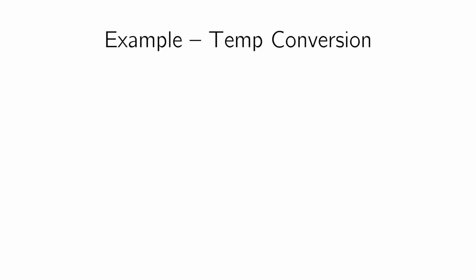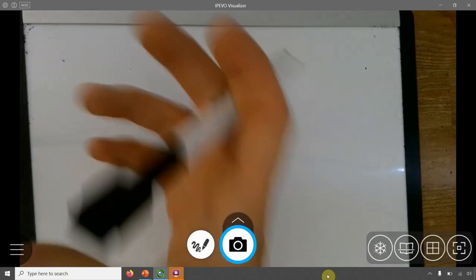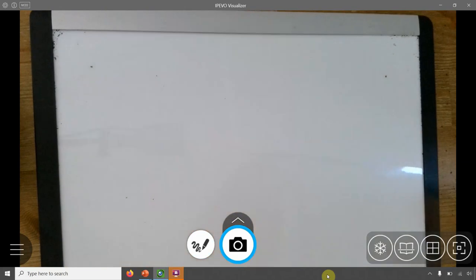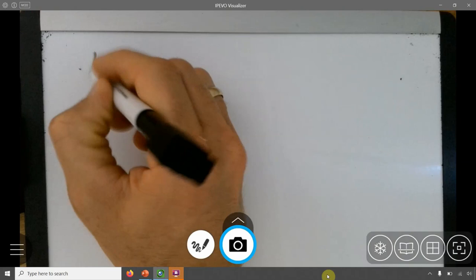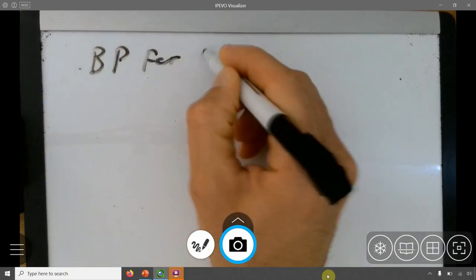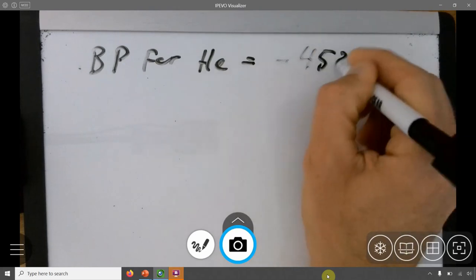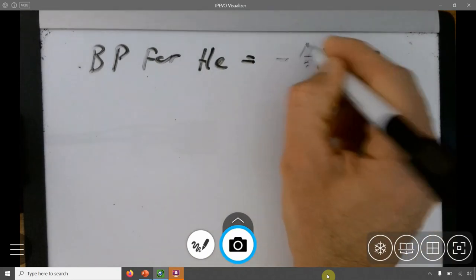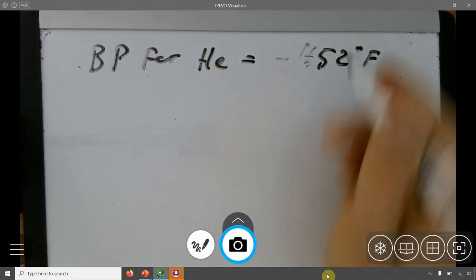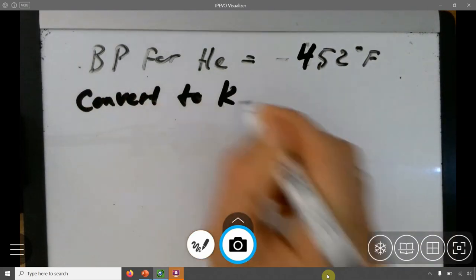I know that the lowest boiling point of all elements is that of helium, meaning that helium can turn into a liquid, believe it or not. So that stuff in balloons can turn into a liquid. The boiling point for helium is negative 452 degrees Fahrenheit. I want this in absolute temperature, so convert to Kelvin.